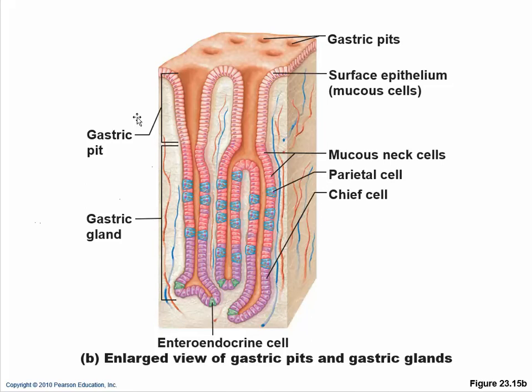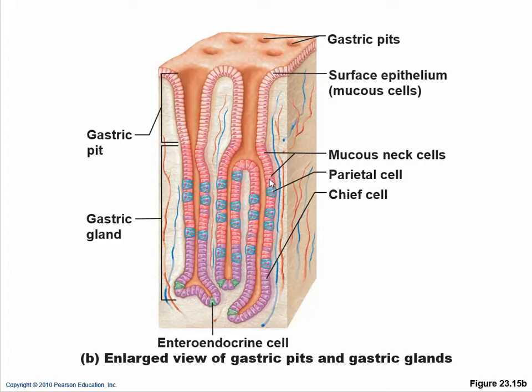The cells that are involved: the surface cells here are all mucus secreting cells, and they're called the surface epithelium. This opening is called the gastric pit. Below here, we have another type of mucus cell. Just below the surface epithelial cells, at the beginning of the gastric gland, there are mucus cells called the neck cells.